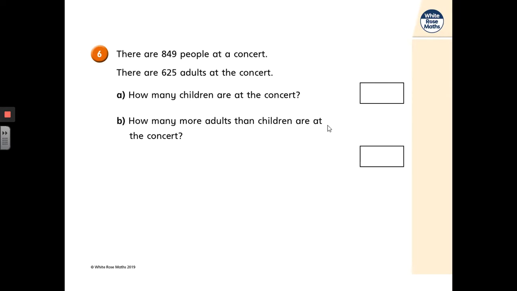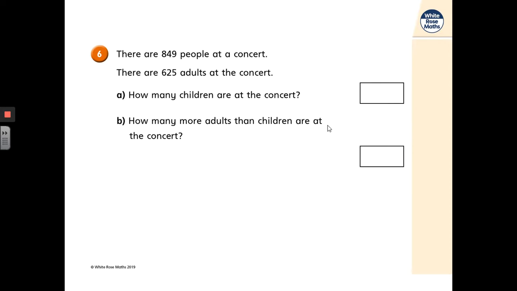Number 6, there are 849 people at a concert. There are 625 adults at the concert. How many children are at the concert? So your first one, work out how many children. So you know the amount of people in total, you know the amount of adults, so how many children are there? And then for B, how many more adults are there than children at the concert?